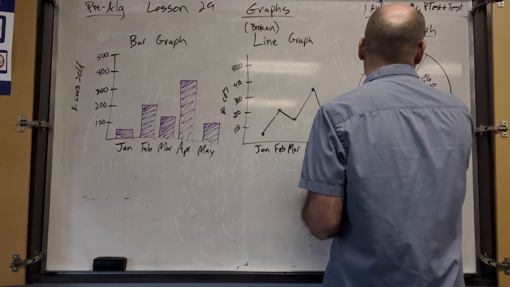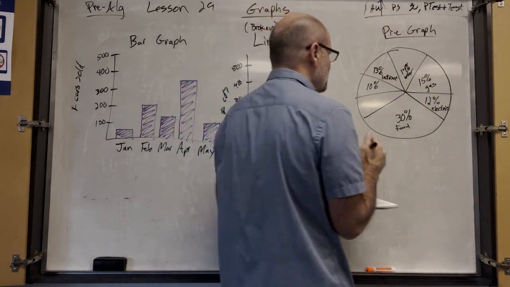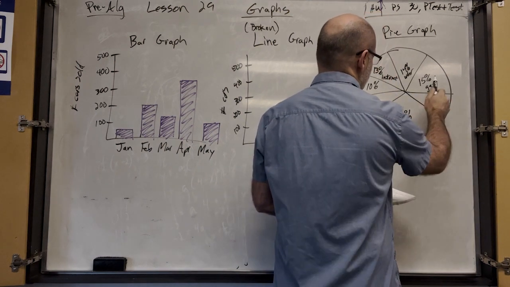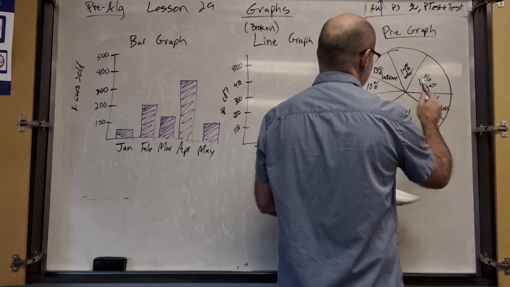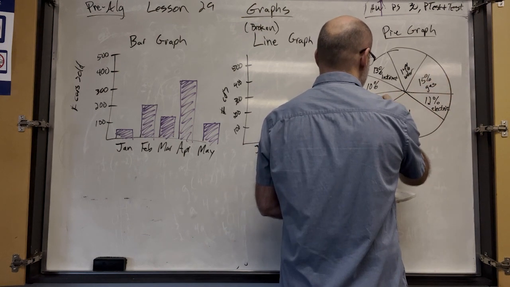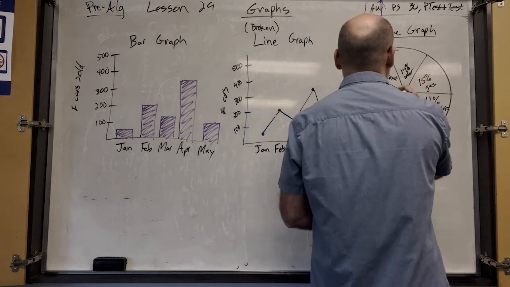10%. What are we up to? What should this all add up to? 100%. Should add up to 100%. Let's see what we got so far. So we got 30 plus 30 is 60, 70, 84. So this is 16%, which doesn't look right, but that's okay.